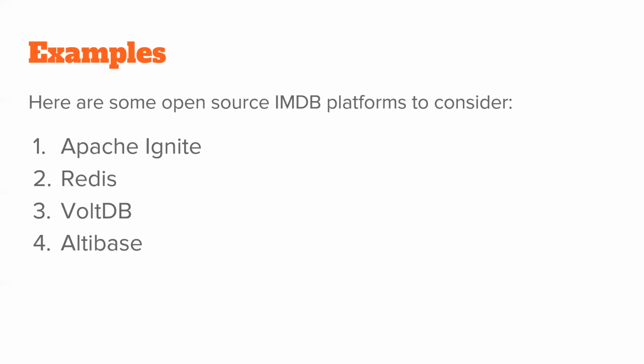So here are some open source IMDb platforms to be considered: Apache Ignite, Redis, VoltDB, Altibase. Apache Ignite, a Java-based middleware that forms an in-memory layer over an existing DB, can work in a single or distributed environment, with seamless integration with MapReduce and Hadoop systems. Redis is a key-value store based system which supports key data structures, is schema free, and data durability is optional. There is good programming language support in Redis.